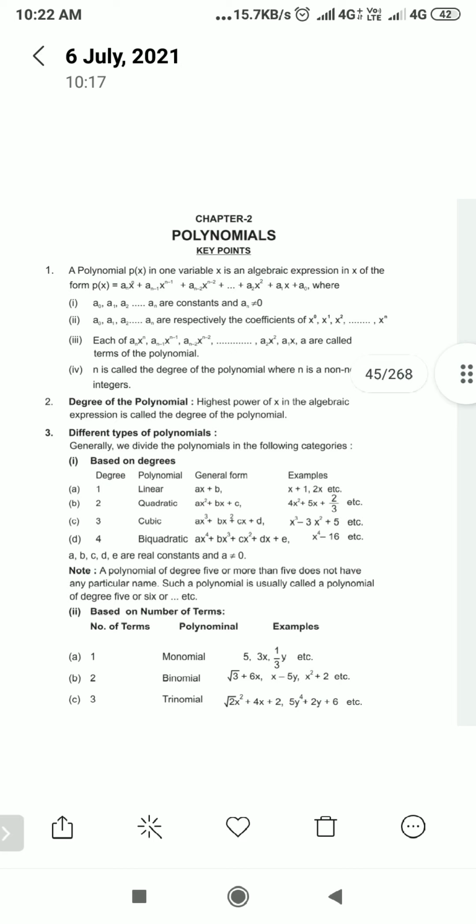For example, 5x raised to the power 5 plus 3x raised to the power 2 plus 8. So here, what is the highest power of x? 5. And therefore 5 is called the degree of the polynomial.